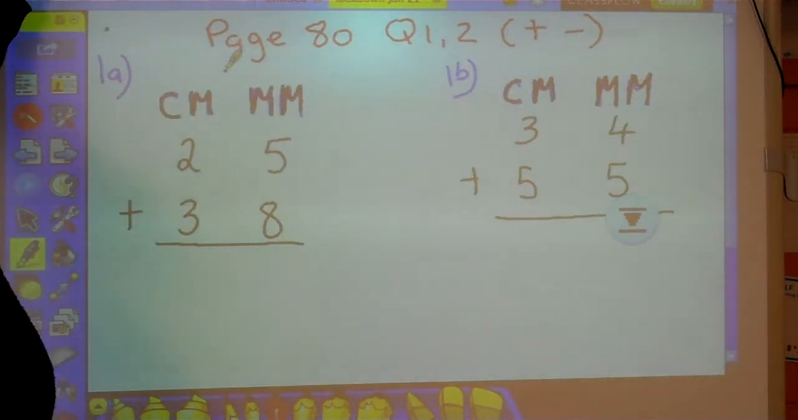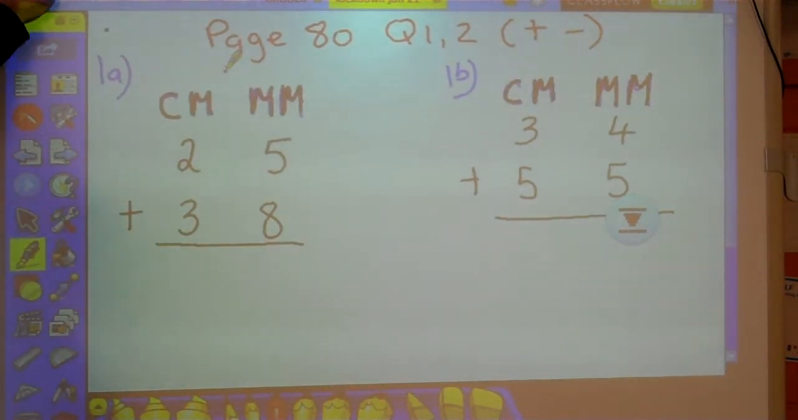Okay, so we're moving on in the chapter and we're going to introduce adding and subtracting and multiplying and dividing of lengths. So yesterday we were looking at 10 millimeters as 1 centimeter. Every time you have 10 millimeters, that's included as a centimeter. Well, we need to go and work with this now.